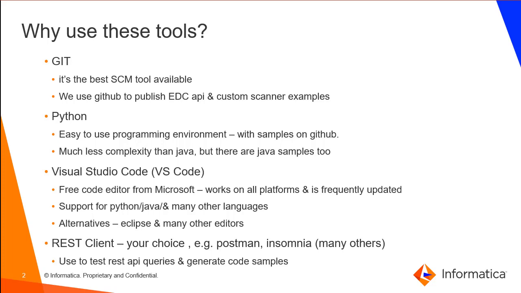So for Git, it's a source code management tool. Main reason for using that is we do use GitHub to publish some sample code for both API and custom scanner examples, but also if you're writing any scripts, use Git, check in and check out, and that gives you the ability to share across the team, but also just to make sure that everything is backed up and you can look at versions over time.